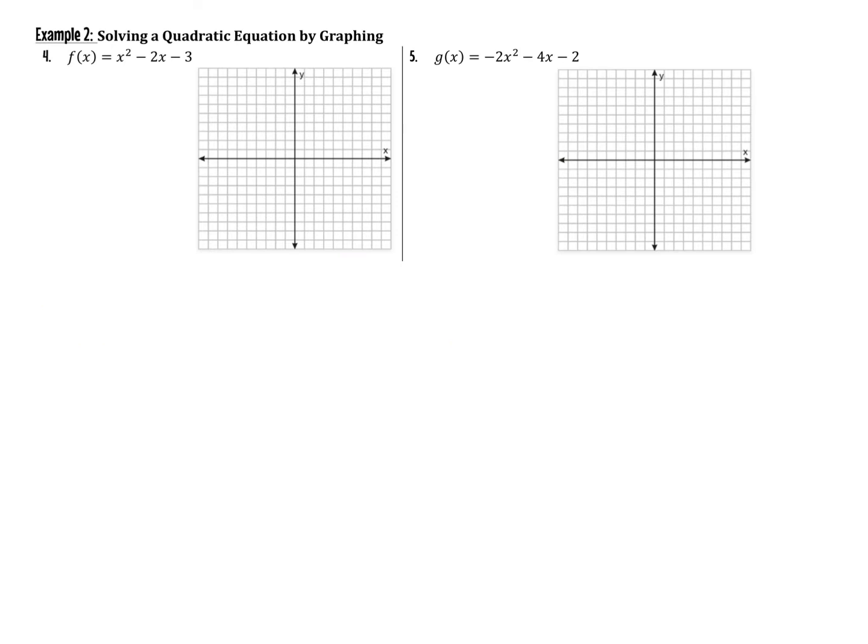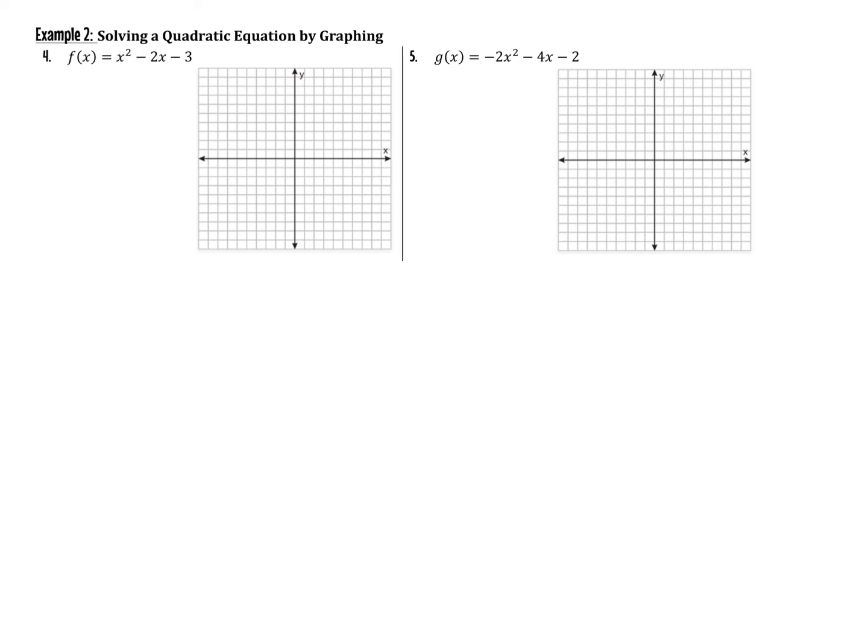So solving by graphing is never going to be the most efficient way to solve a quadratic, especially if you don't have the technology to make a really precise graph. But I do think it's important for us to connect the idea of a quadratic function to a quadratic equation and identify those solutions, and it's a great opportunity for us to review how to graph.